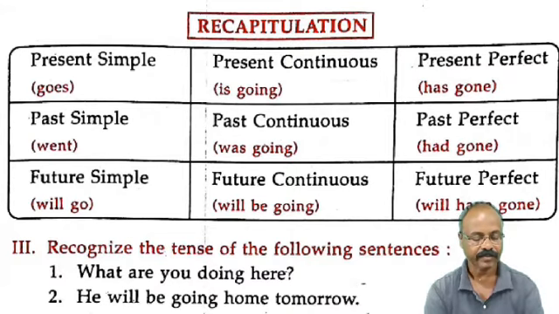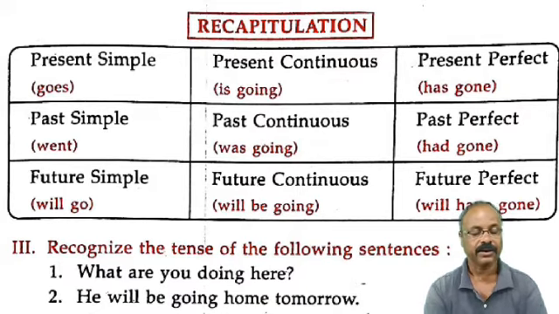So, present simple, goes. Past simple, went. Future simple, will go. Present continuous, is going. Past continuous, was going. Future continuous, will be going. Present perfect, has gone. Past perfect, had gone. Future perfect, will have gone.